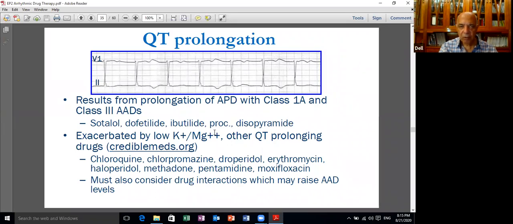Now, as I told you, drug-induced QT prolongation and consequently drug-induced torsade de pointes is usually bradycardia dependent, and it's exacerbated by certain conditions like low potassium, low magnesium, and the use of a combination of QT prolonging drugs. You should be familiar with the drugs which produce that, particularly chloroquine in the corona era, as well as erythromycin, haloperidol, and moxifloxacin.